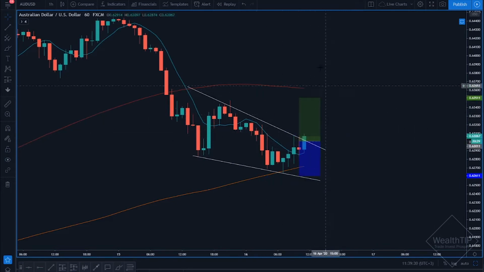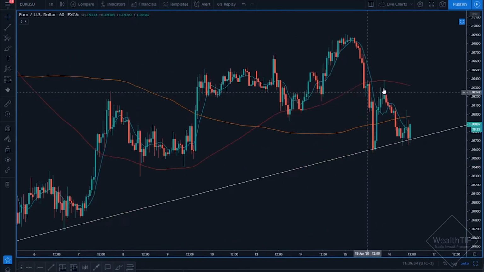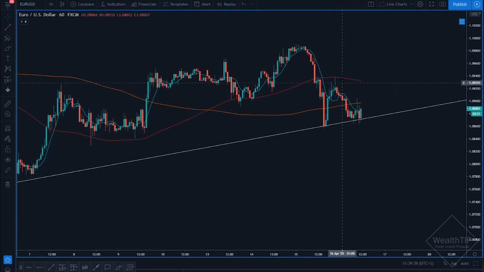What I want to do is just have a look at the other charts. I was fortunate enough to find the euro short at around this point over here yesterday, which rendered a very nice position. In fact, let me go ahead and get a screenshot to show you guys. Give me one second as I get that sorted.